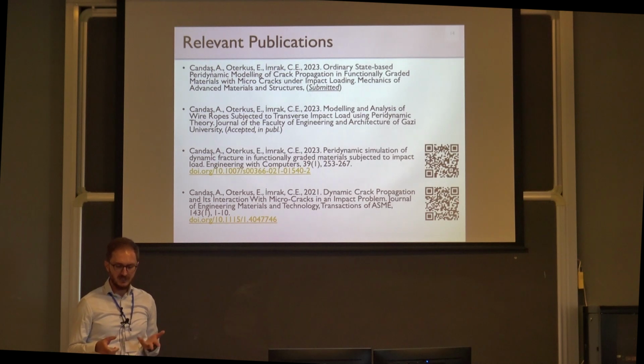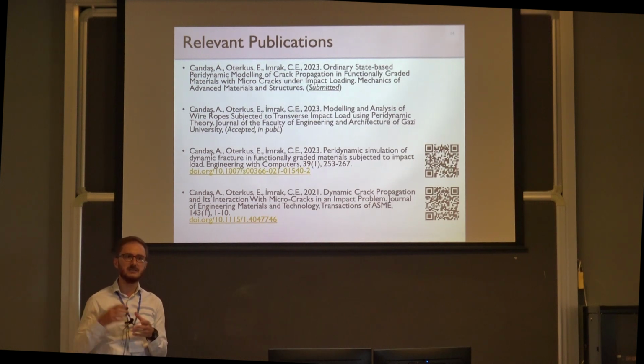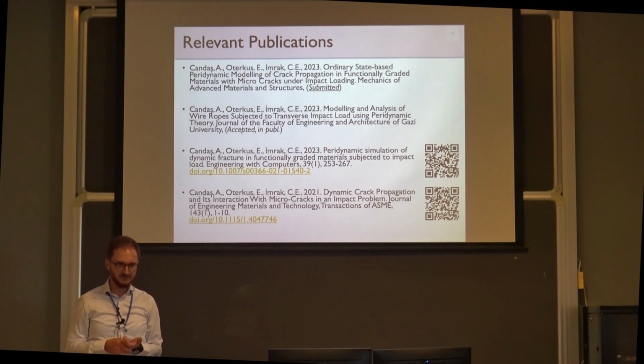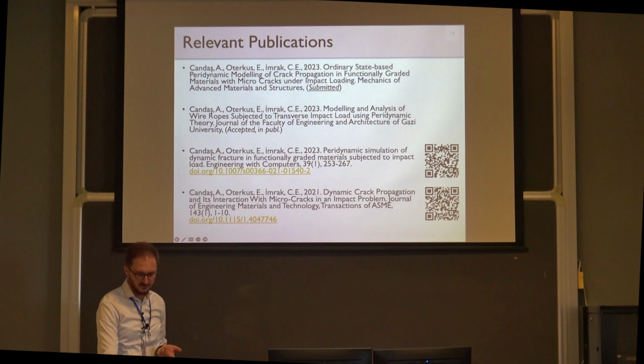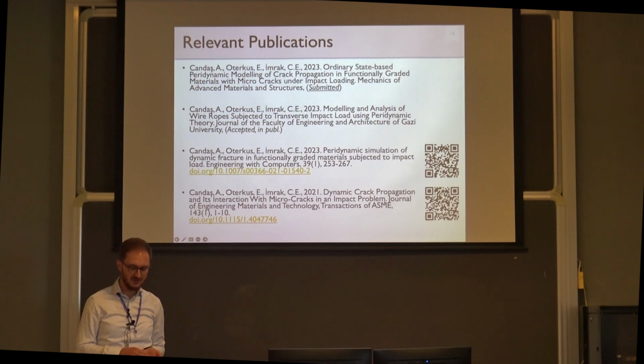I tried to model the crack propagation in wire rope structures because wire ropes are kind of complex structures. They are circular and they have a helical path between them, and their interactions are a little bit complex. And I have already talked about the last 2 papers. The last one is the homogeneous model. The third one is the FGM model.